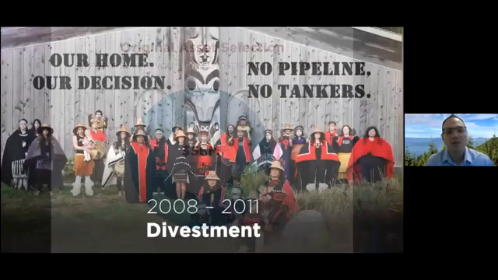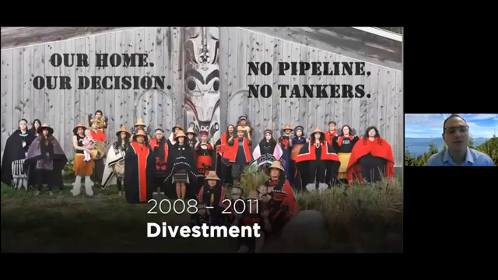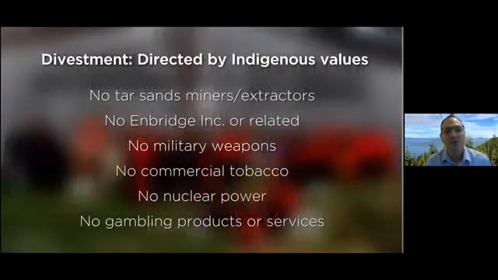Then our first step in our journey was divestment of harmful industries. The harmful industries divested from were directed by Indigenous values, resulting in divestment from industries such as tar sands miners and extractors, companies like Enbridge, industries like military weapons, tobacco, nuclear power, and gambling products and services.